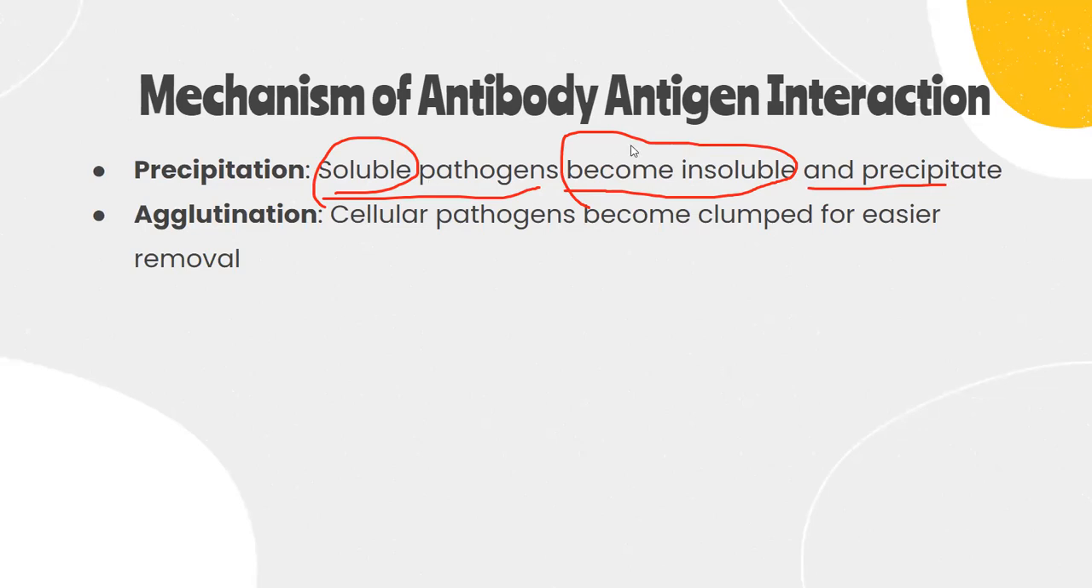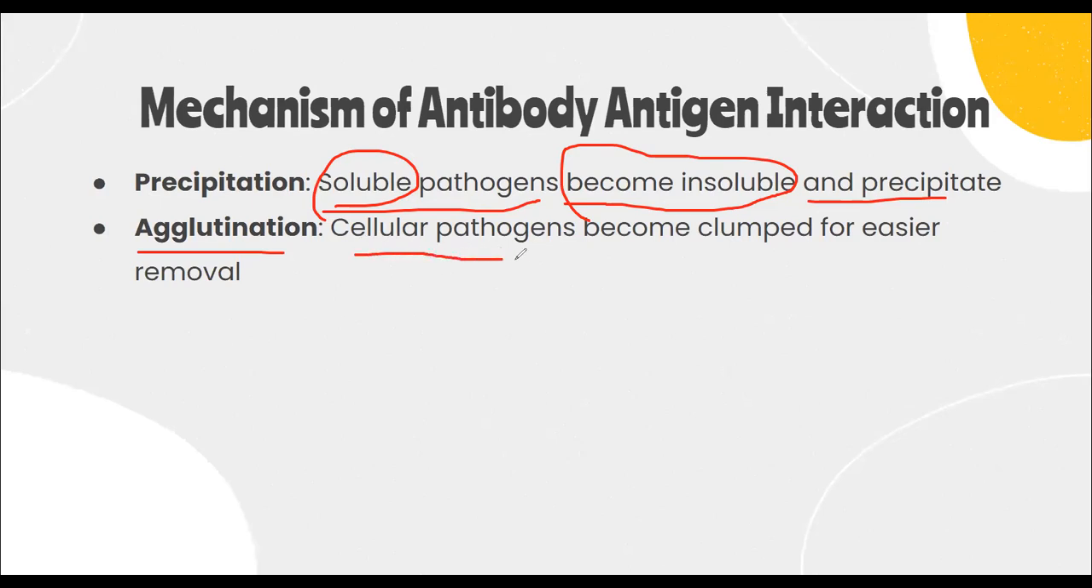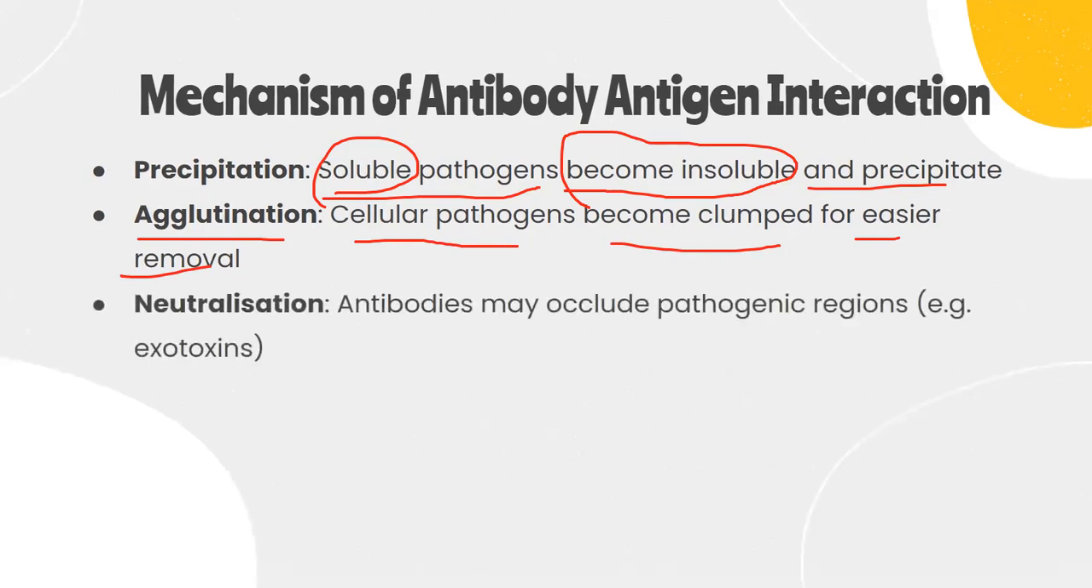Another way in which an antibody can interact with the antigen and kill the antigen is by agglutination. What happens in agglutination? Here, all the cellular pathogens can be clumped together for removal of those pathogenic microorganisms. So they will be clustered and clumped together, and then those clots can be further phagocytosed by phagocytic cells like macrophages, natural killer cells.